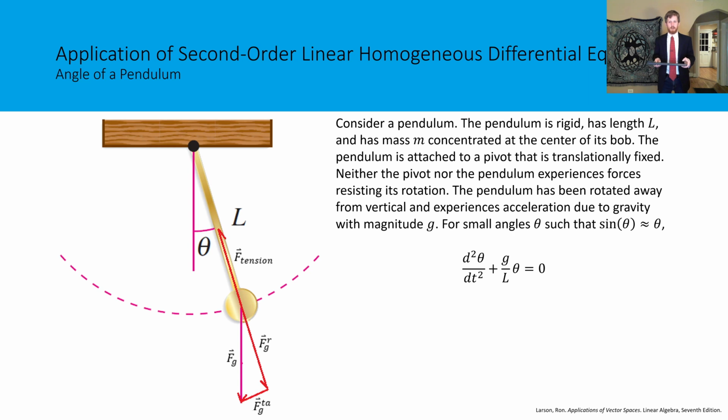For small angles of theta, such that the sine of theta is approximately equal to that angle theta, the angle that the pendulum makes with vertical can be modeled using this second-order linear homogeneous differential equation. The derivation of this diffie-q involves the force diagram over on the left and consideration of circular motion.